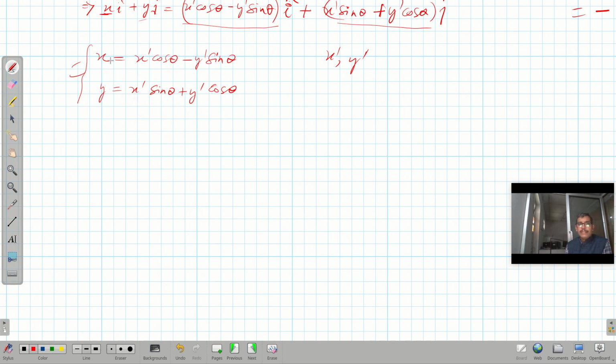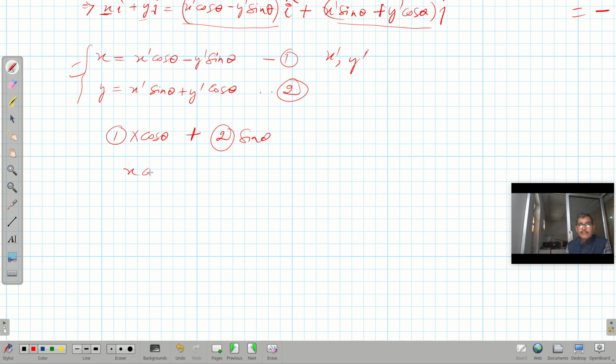Say if I multiply this with the cos theta and this with the sine theta, then what will happen? These two will become equal and opposite and it will cancel out. So that means, say this is equation number 1, this is equation number 2. So what I will do? I will do 1 multiplied with cos theta and 2 multiplied with the sine theta, and then all are added together. So what will it become?